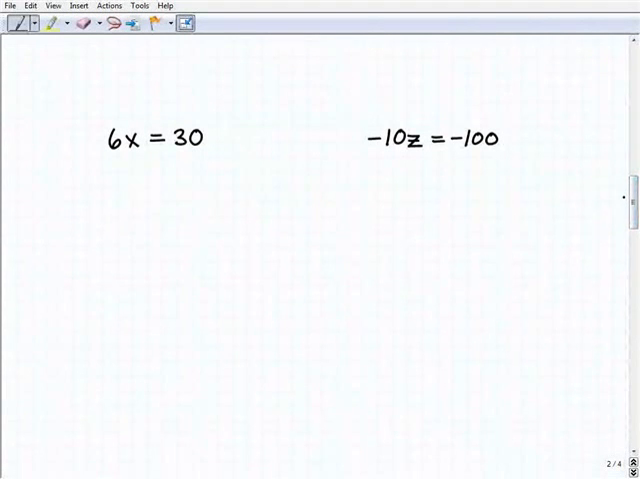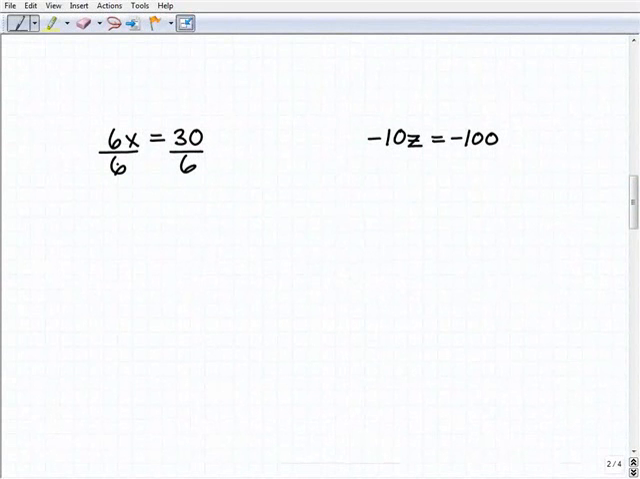So hopefully by now you're like, oh, this is pretty easy. And that's great, but you still want to practice it, and you always want to show all your work. So here I have 6x equals 30. To solve for x, I'm going to divide both sides of the equation by 6. So 6 divided by 6 is x, and 30 divided by 6 is 5.